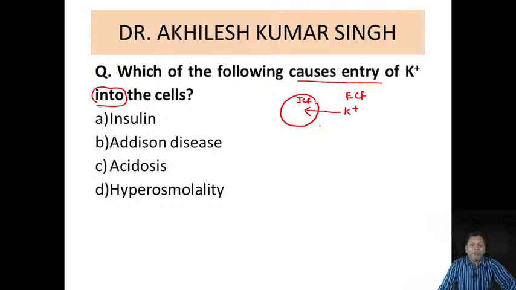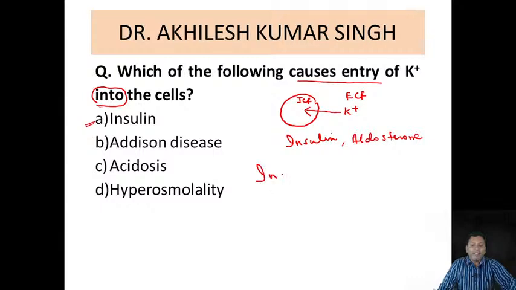So which hormone will cause this one? The famous hormones which are frequently asked in the exam are insulin and aldosterone. These are the two famous hormones that will cause the entry of potassium into the cell. So the answer here is insulin. And remember one mnemonic here.